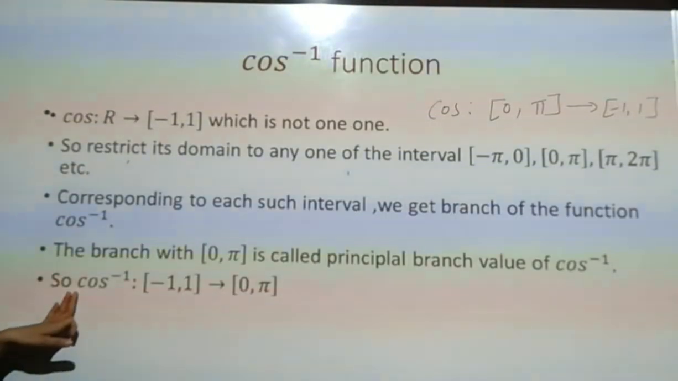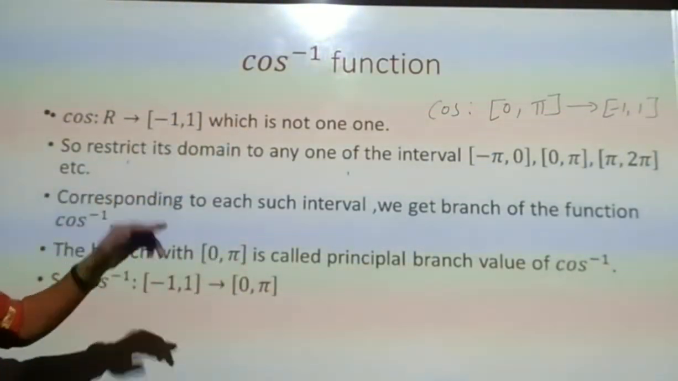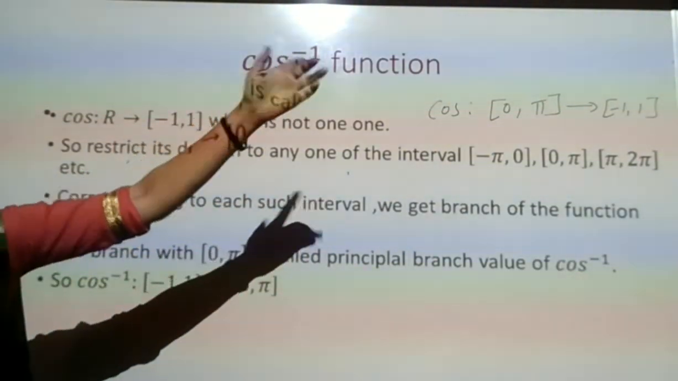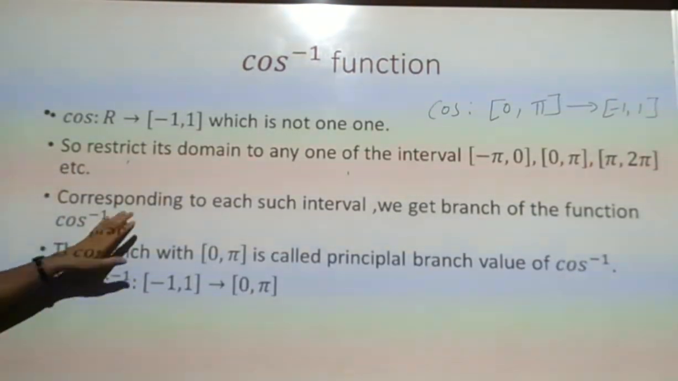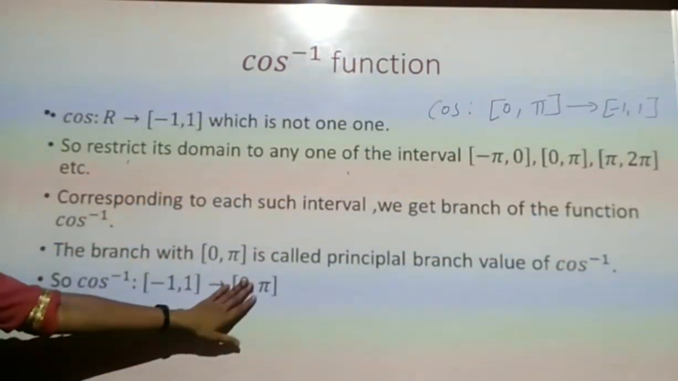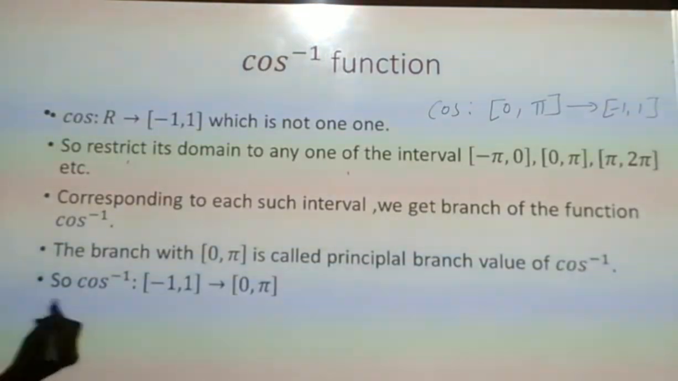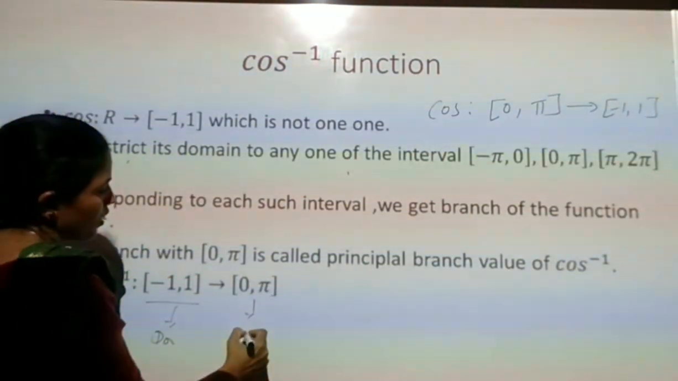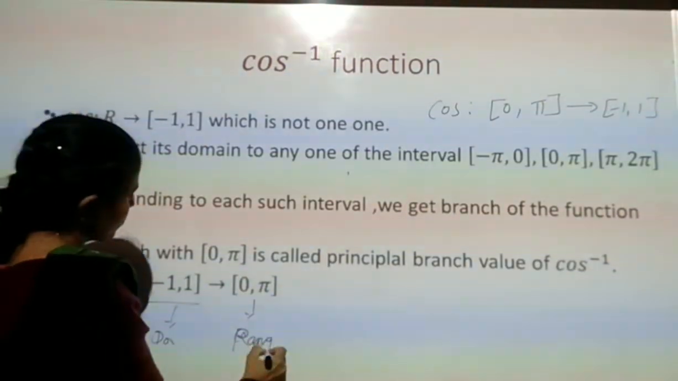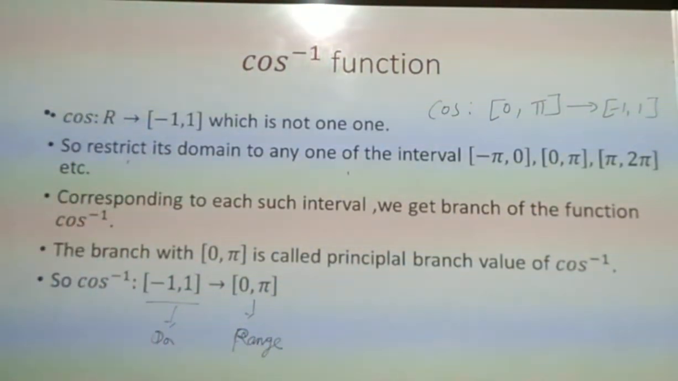So therefore cos inverse can be defined from the closed interval minus 1 to 1 to the closed interval 0 to pi, and this is the definition of the cos inverse function. So in this we have seen the definition of the cos inverse function, the domain and codomain. This is the domain and this is the codomain, or range we can say. This is the range of the function, 0 to pi.